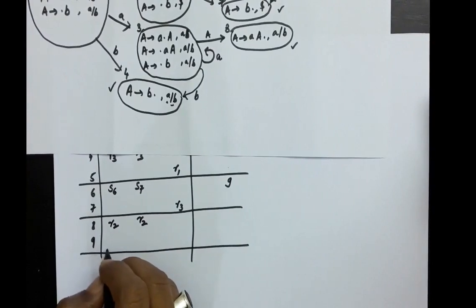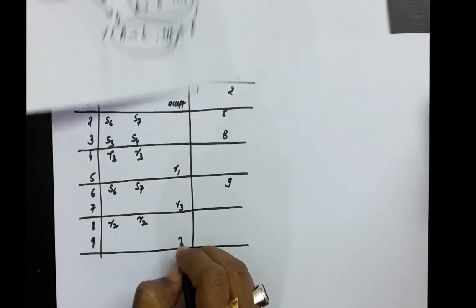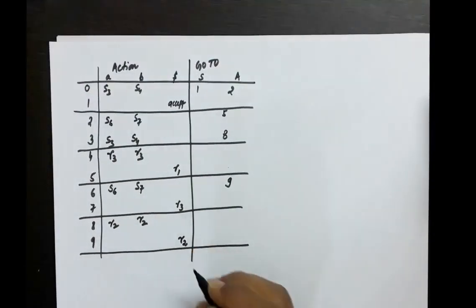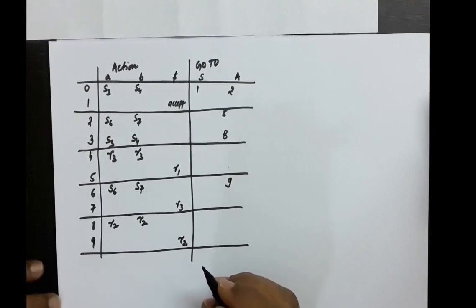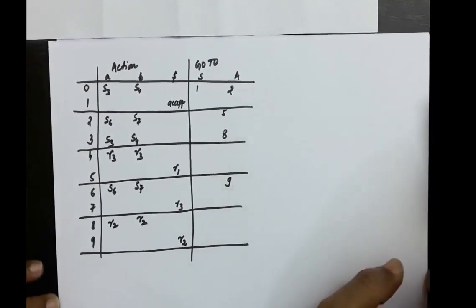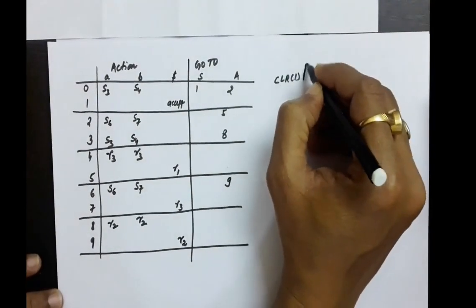So in the table row number 9, at the place of the dollar, you will be writing R2. Fine. So now this completes the table, which is the CLR1 parsing table.